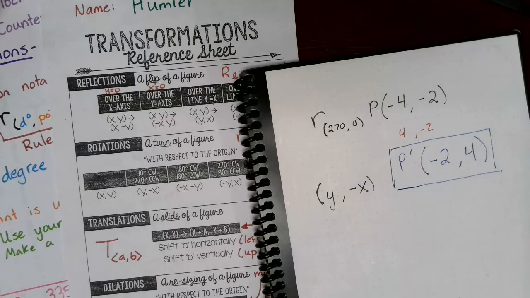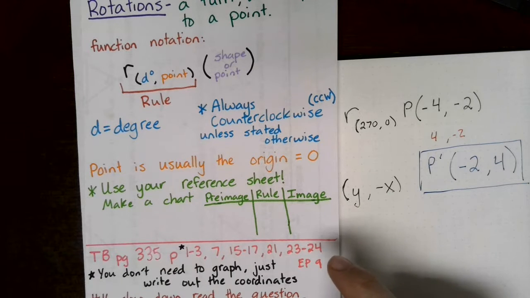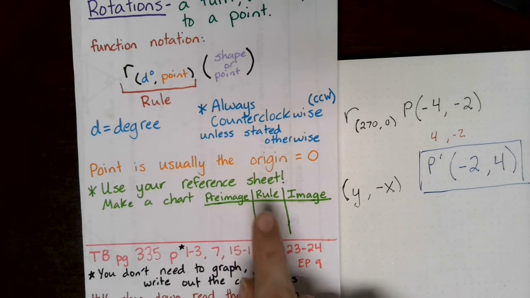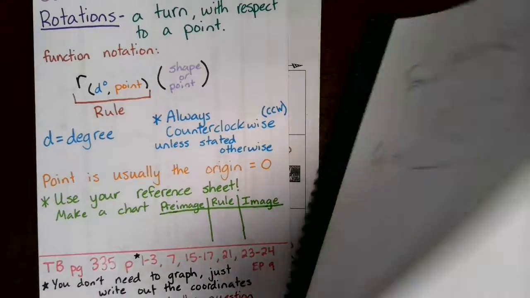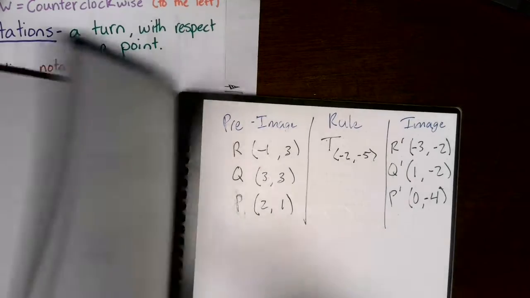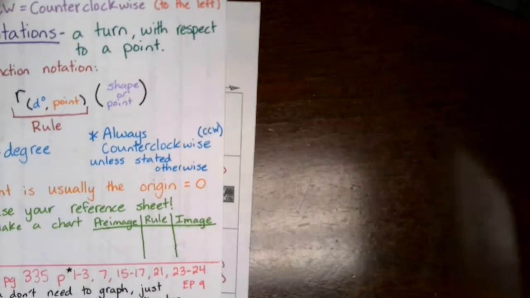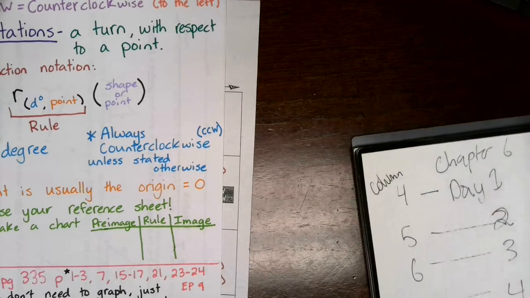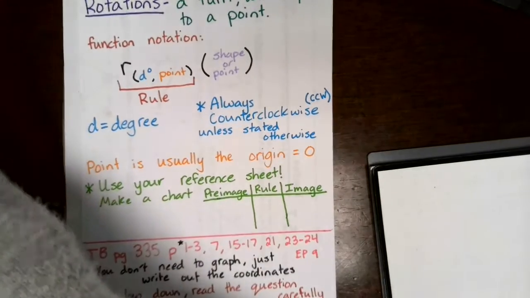So I hope that makes a little bit of sense. Now, when we're doing a full shape, like I'm about to show you in the example problems, we use the chart that I've gone over from translations, doing that same chart over and over again: a pre-image, rule, and image. I don't know where the one for reflections went, but that's what you can do on this. So I'm going to show you that in an example problem in our textbook right here.